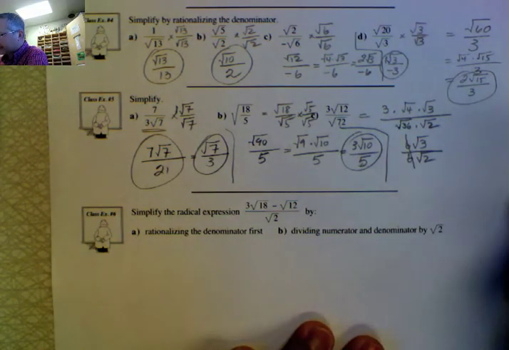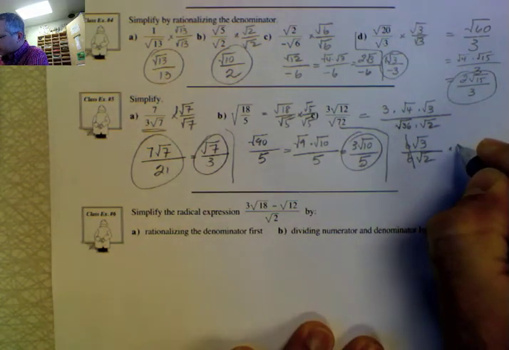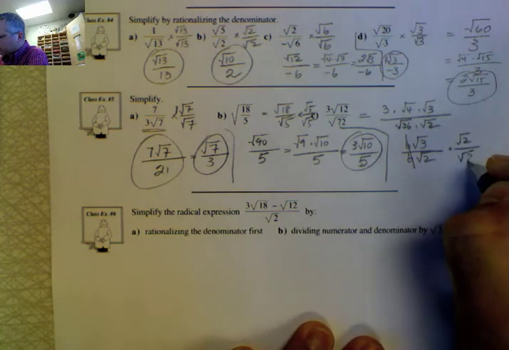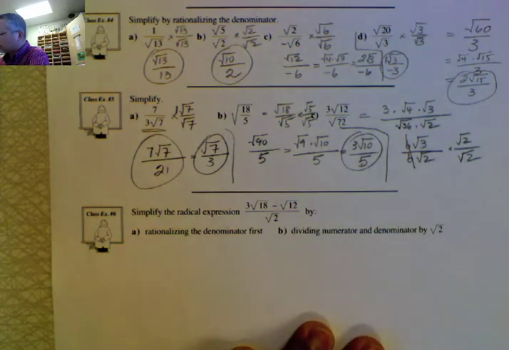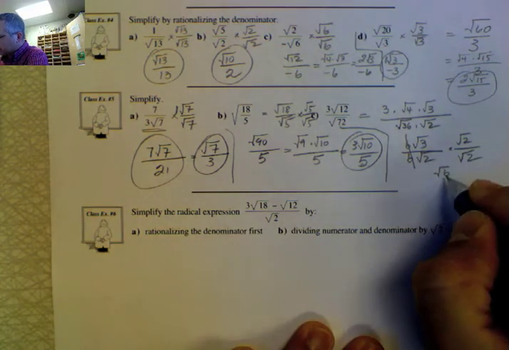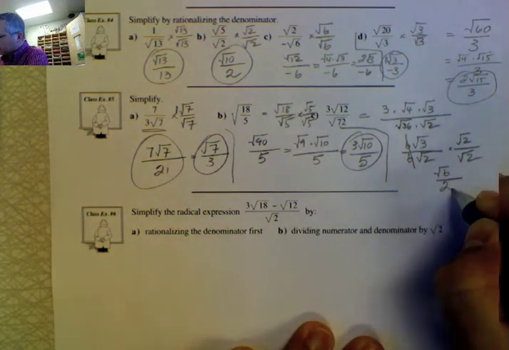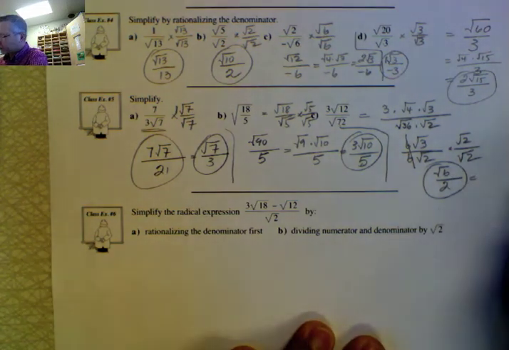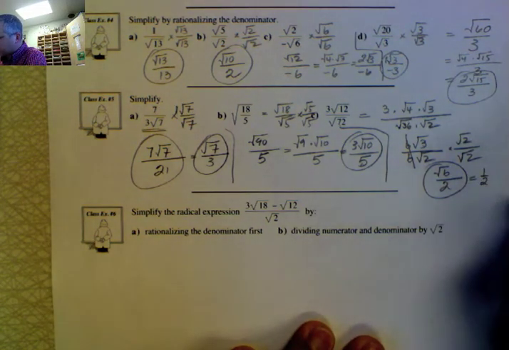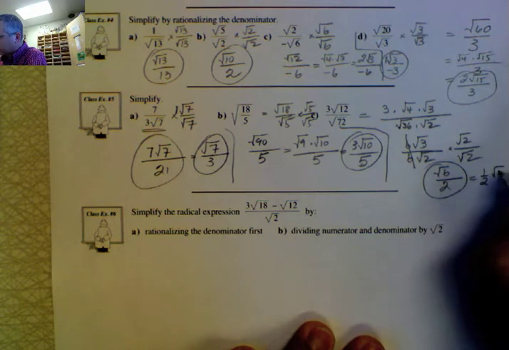Well, the 6's cancel out. And now all you have to do is multiply the numerator and denominator by root 2. And 3 times 2 gives you root 6. Root 2 times root 2 is 2. Another way you will see root 6 over root 2 written is you will see it written as 1/2 root 6.